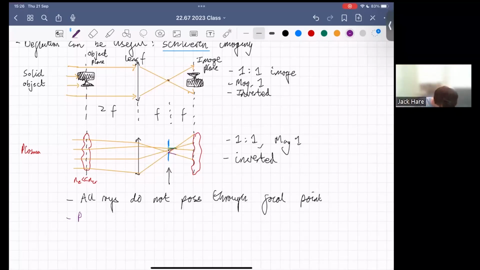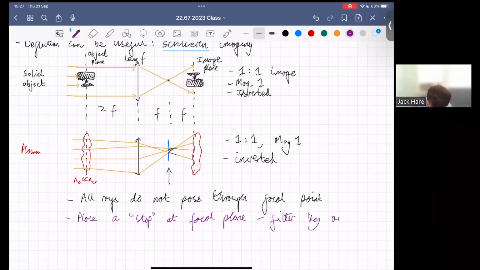So we place a stop at the focal plane, and we filter by angle. I'm going to do some exhaustive examples of this to try and build some intuition for what's going on if you're a little bit confused right now. Any questions on this before we keep going?